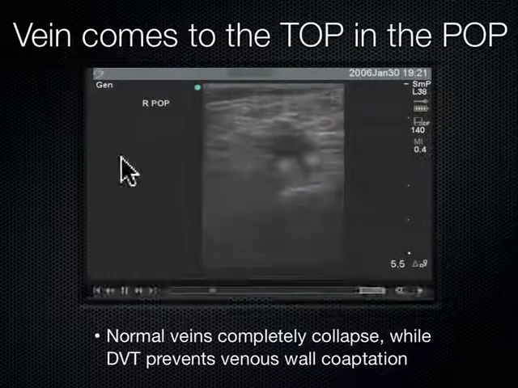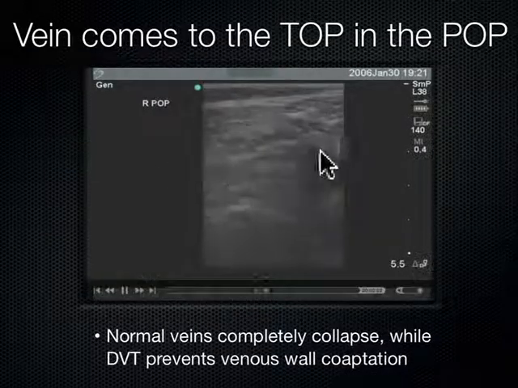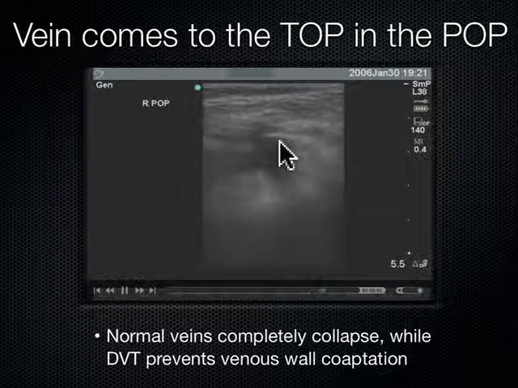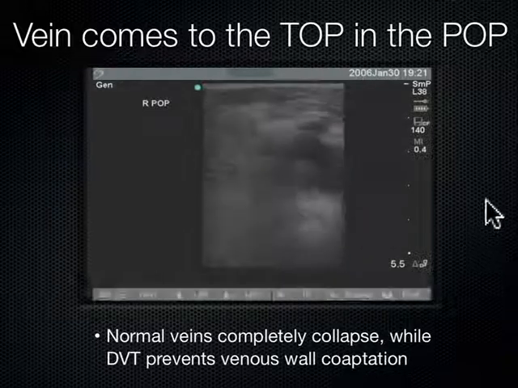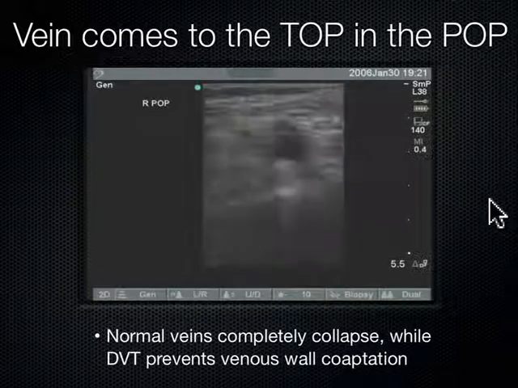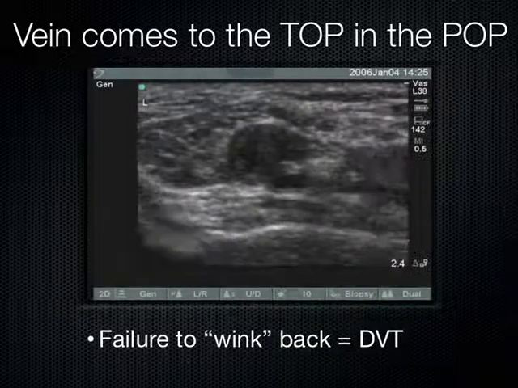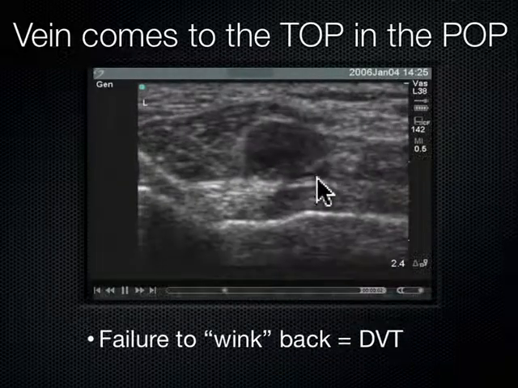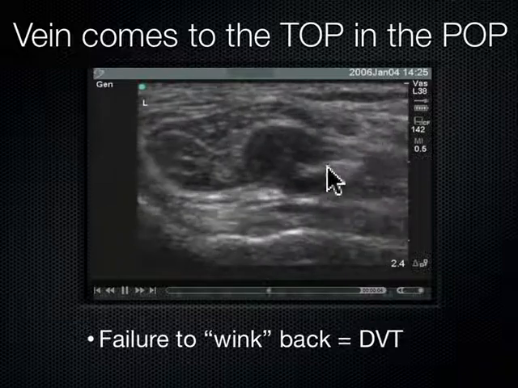Here we are in the pop. Remember that the vein comes to the top in the pop. Here's that popliteal vein up here, popliteal artery. And the vein is easily compressible. There's no clot there. This is what it looks like when there is a clot there. Here's the popliteal artery. We're pushing so hard the artery is actually kind of winking at us there for a second.